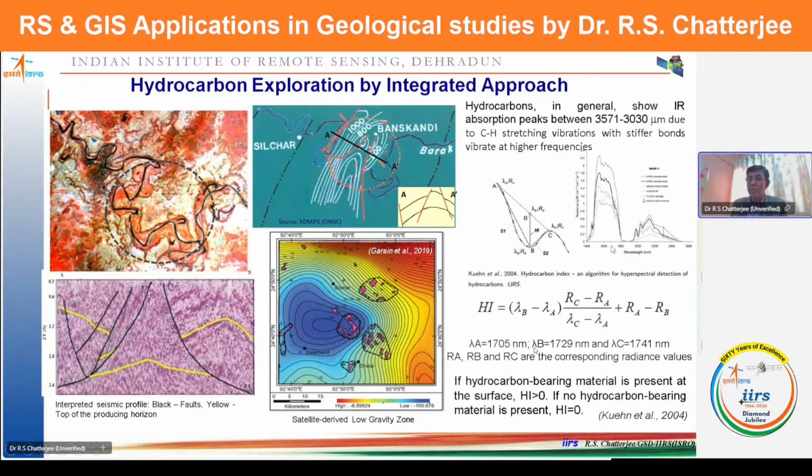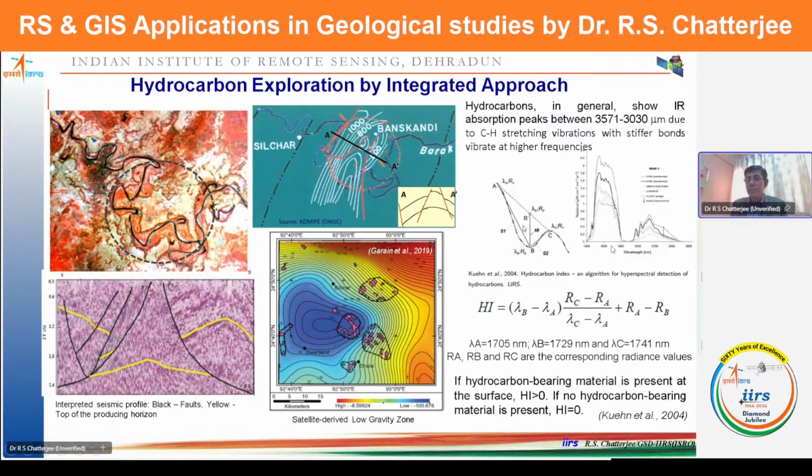So the 1.73 band has been used for the purpose of identifying hydrocarbon seepage or hydrocarbon oil contaminated soil identification. You see, there is an index that has been developed, known as the hydrocarbon index.